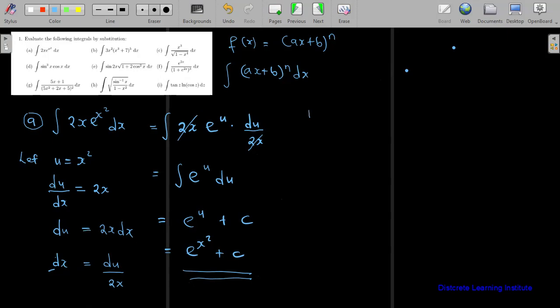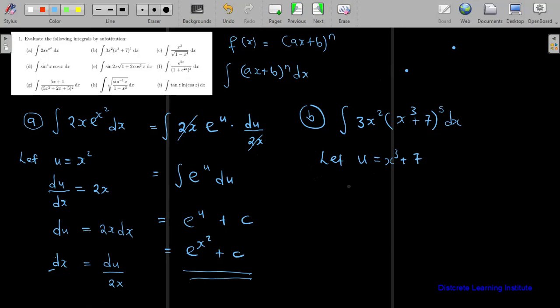If I go to part B, I'll use the same scenario. So that is the integral of 3x squared times (x to the power 3 plus 7) to the power 5 dx. So this one, how do you choose which one to let be u? Mostly for this type of function, you let u be the function which is inside the brackets. Most of the time you'll get the correct solution when you do that. So you let u be equal to x to the power 3 plus 7.